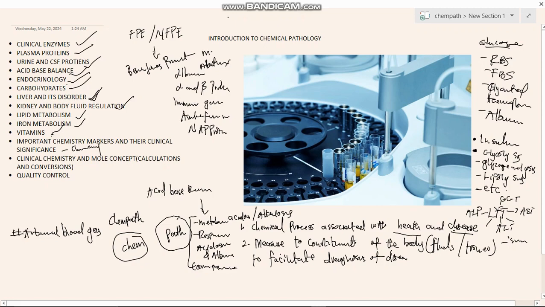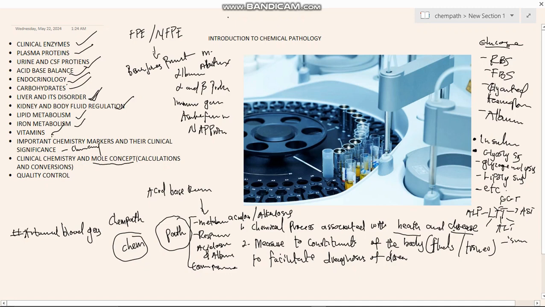And then under clinical chemistry and more concepts, we'll talk about the calculations involved in clinical chemistry. So how to convert from one unit to the other, and the reference ranges, what they mean, maybe from milligram per deciliter to millimole per liter, how to convert from that to that, and vice versa. Okay. So here we'll talk a little bit about more concepts for us to grasp the understanding well.